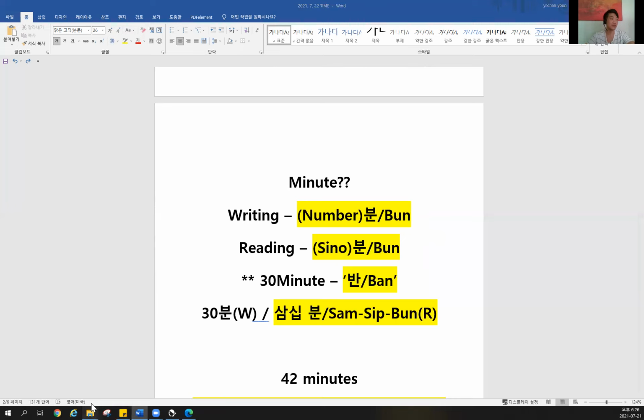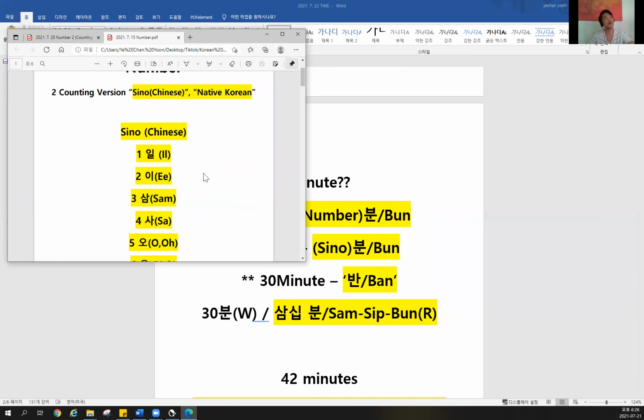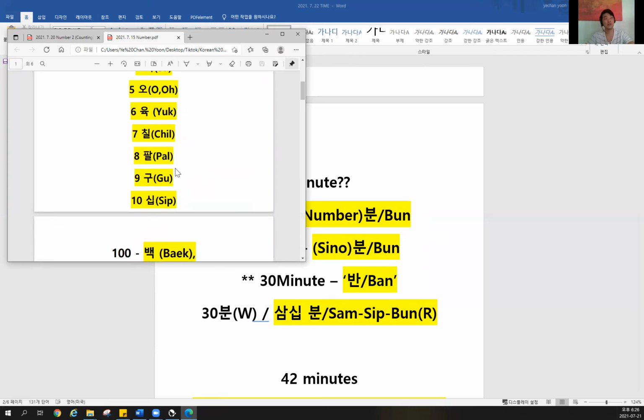Okay, I'm going to give you the example. Let me see. This one, number. There we go. This one, Sino version. 1, 2, 3, 4, 5, 6, 7, 8, 9, 10. If you guys forgot about this one, there's a class note in our Discord channel. Okay, just download and practice it.